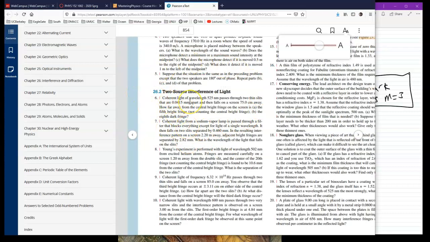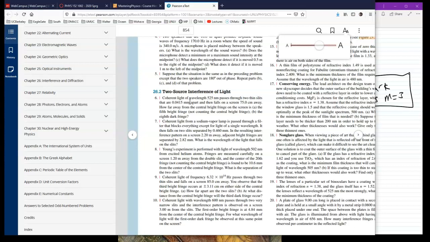It says a coherent light. When you say coherent, it means the same color. It's not mixed colors and so on. So I have a coherent light of wavelength 525 nanometer, passes through 2 thin slits that are 0.0415 millimeter apart, then falls on a screen 75 centimeter away. Okay, so far nothing new. We've seen all that.